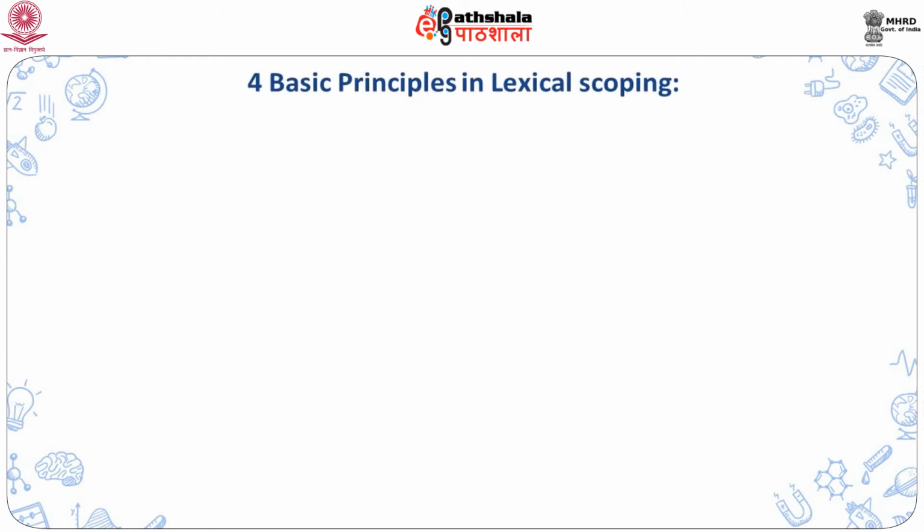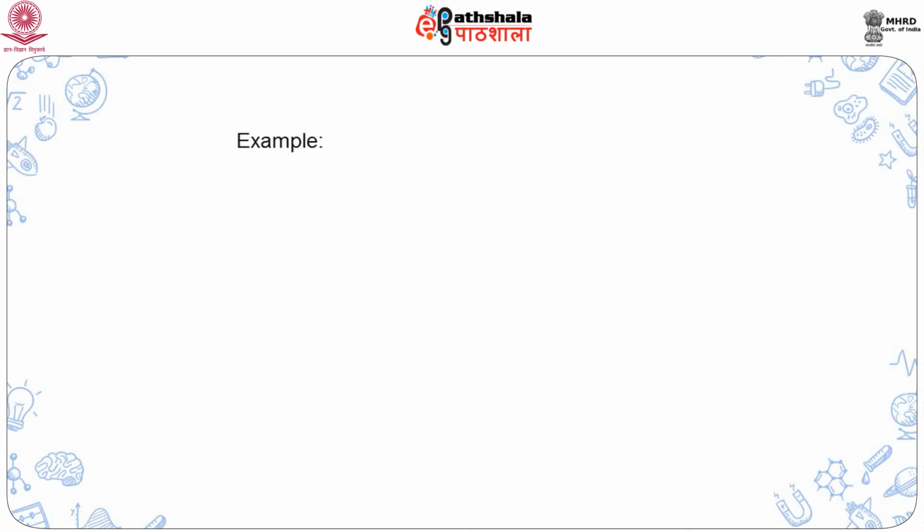Now there are four basic principles in lexical scoping. Let's see what they are. Primarily, they are name masking, then functions versus variables, the next one is a fresh start, and the other one is dynamic lookup. The first part is name masking. What does it mean? Consider the previous example that we have just discussed. If a variable is not defined inside a function, R will look one level up. Let's see how it does.